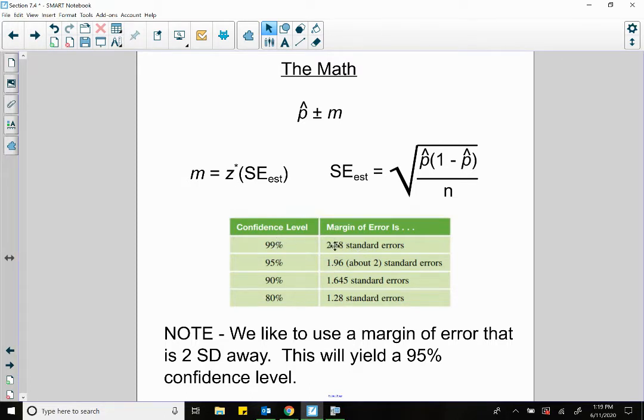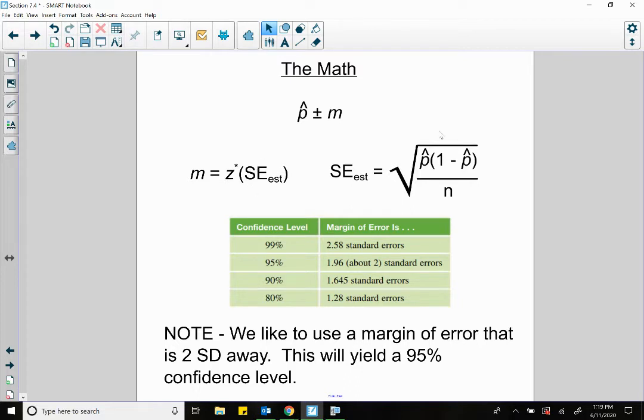Over here, these are the actual numbers that represent that z-score answer. 99% is really 2.58 standard deviations. 95% is 1.96, which is why we say it's about 2. 90% is 1.645. 80% is 1.28. So these numbers are used in that z star there.